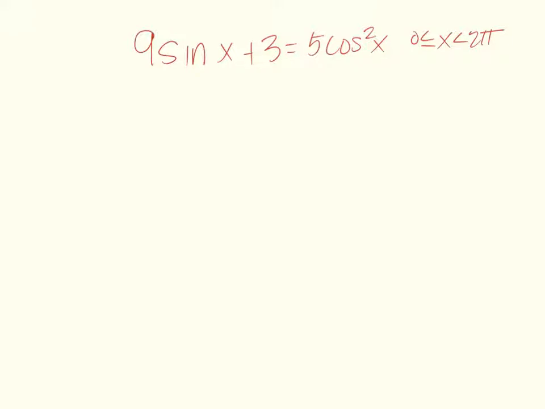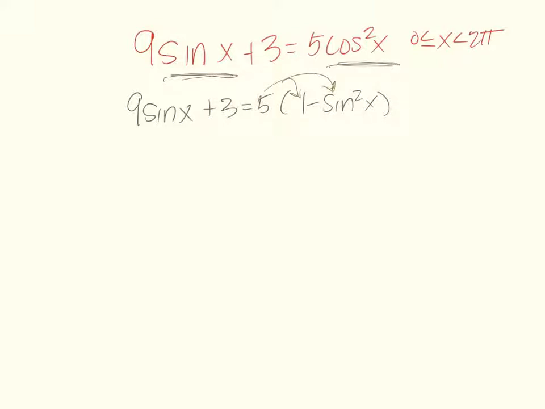I'm going to now solve a different equation. 9 sine x plus 3 is equal to 5 cosine squared x. Again, we are not using the same trigonometric functions as seen with sine x and cosine squared x, but we can make a substitution. We know using our Pythagorean identities that cosine squared x is 1 minus sine squared x. Remember, you will need to then distribute this 5 to both parts of that term. We'll be left with 9 sine x plus 3 is equal to 5 minus 5 sine squared x.